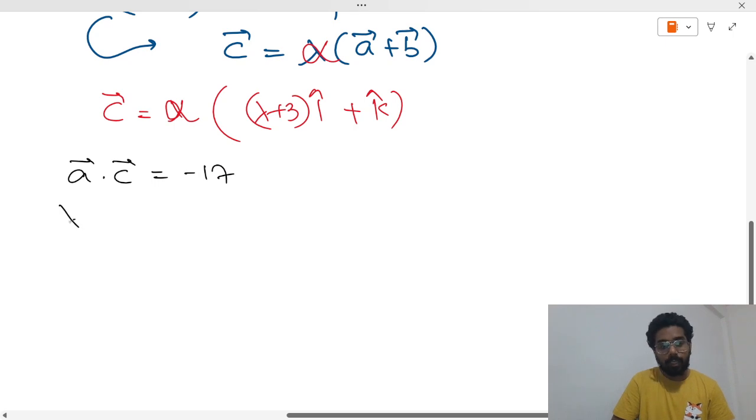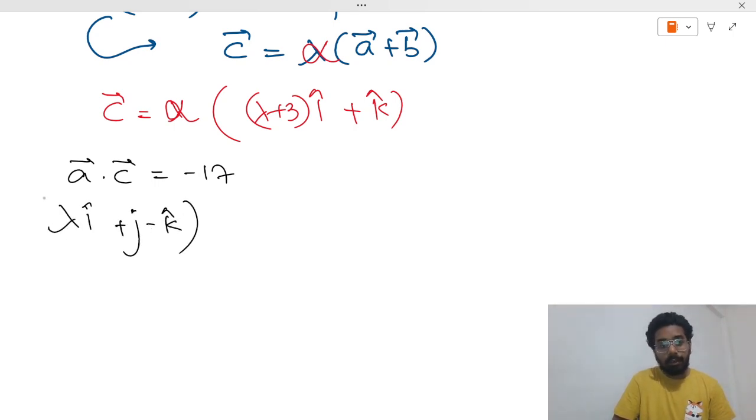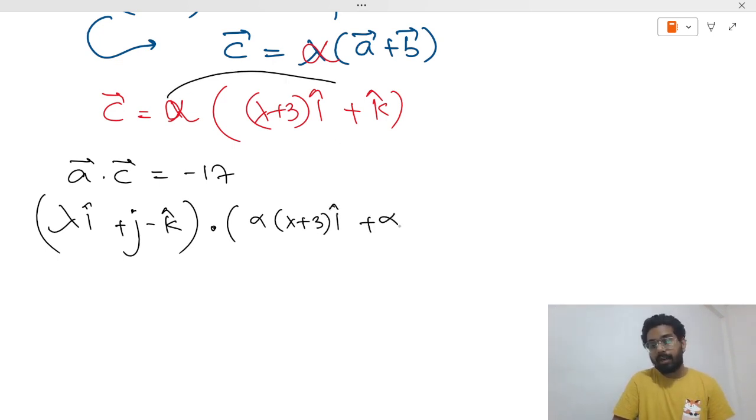So let me write it over here. Lambda i cap plus j cap minus k is the a vector. Taking the dot product with the c vector, which is alpha times (lambda plus 3) i, and alpha will also multiply over here, so alpha times the k vector. I just multiplied alpha in both. So what is the dot product saying?